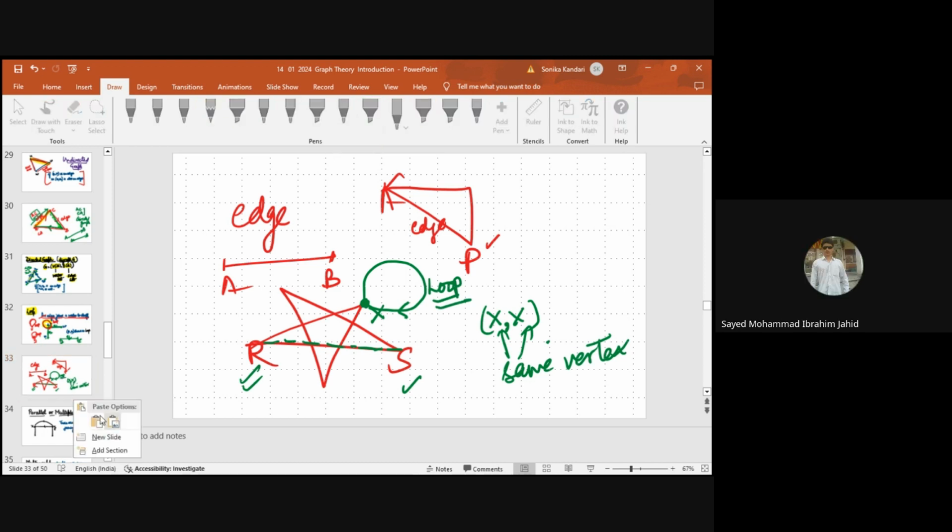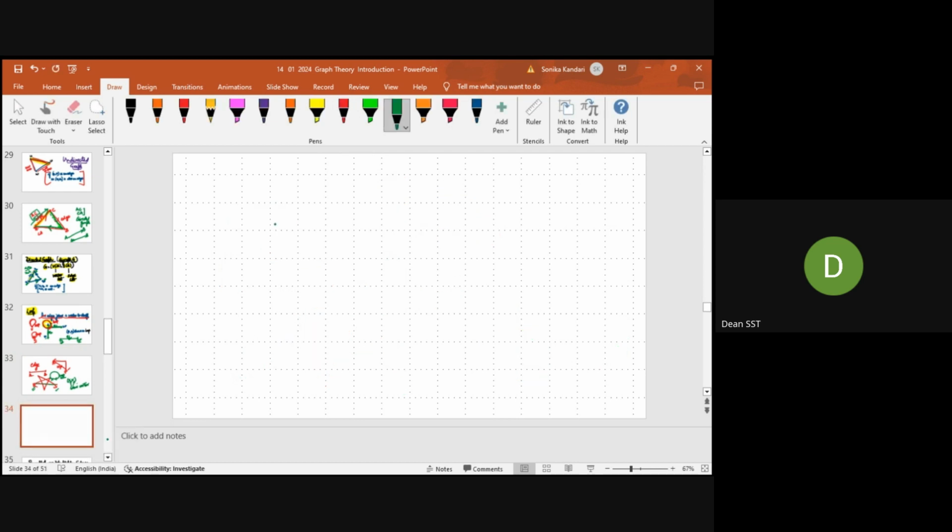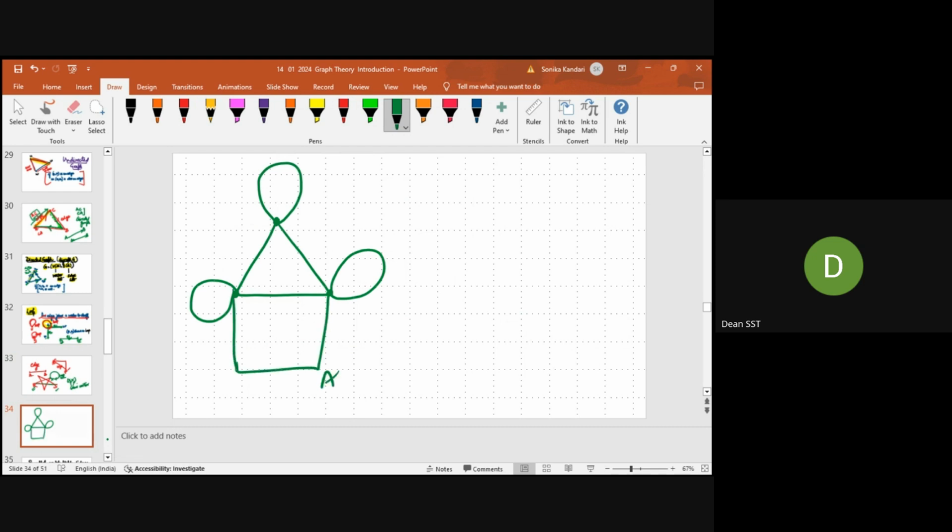A graph may have one or more loops. There can be any number of loops in the graph. No problem. Depending upon the problem to be solved, it may have many loops. So you can have graphs like this: A, B, C, D, E. This is a loop. This is a loop. This is a loop. Is it clear?